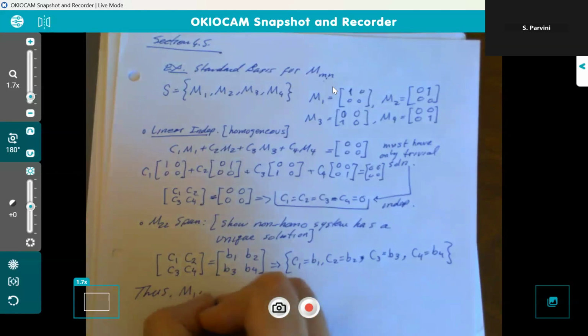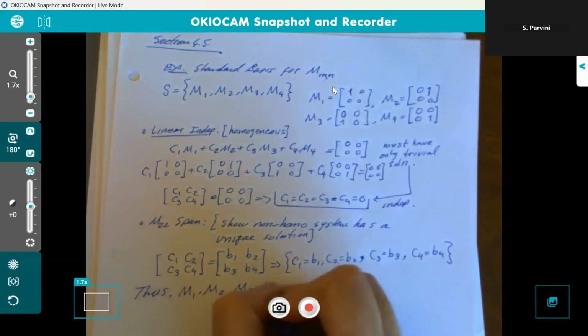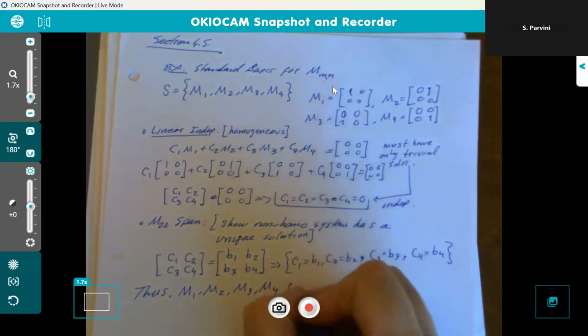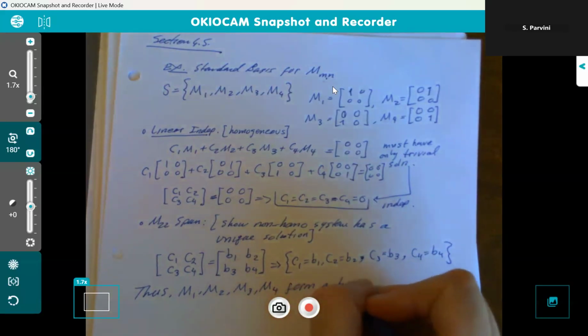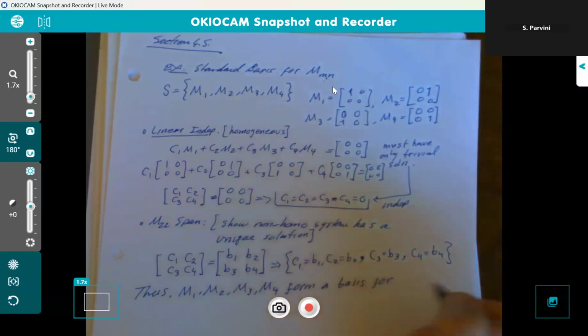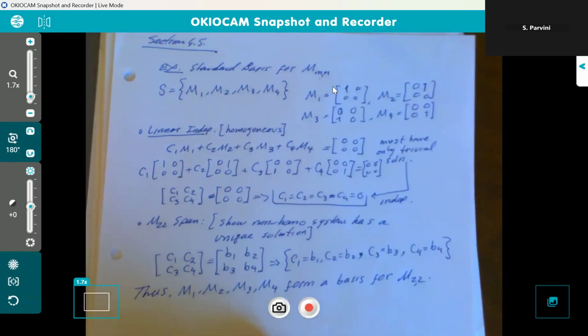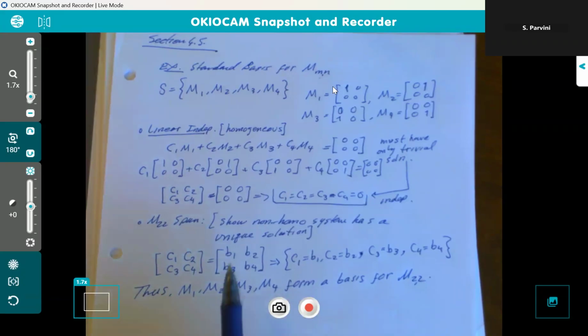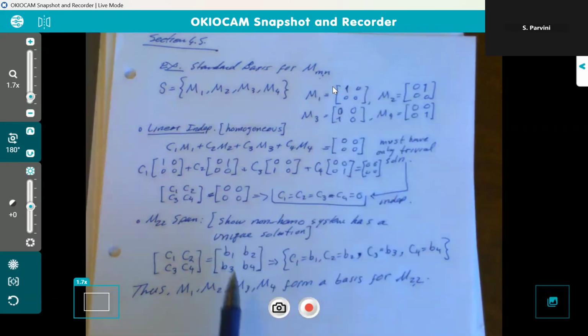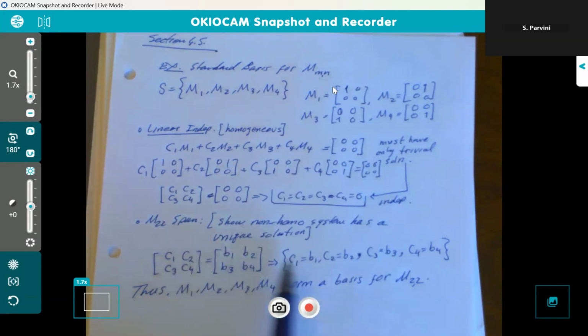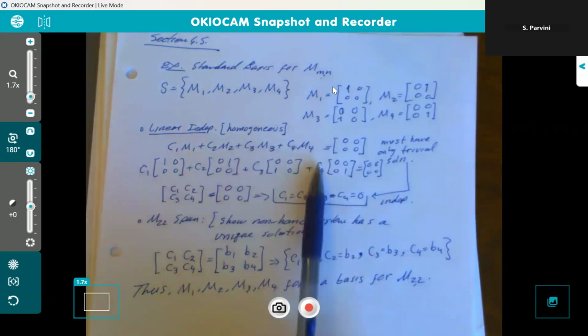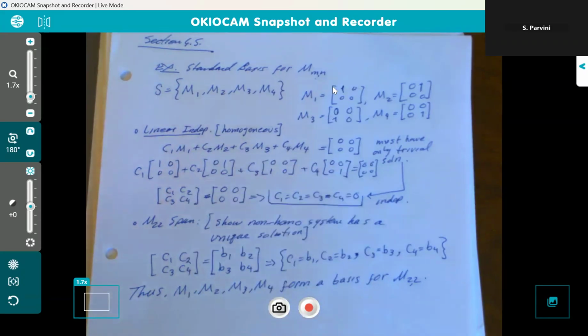Thus, M1, M2, M3, and M4, those four form a basis for all 2 by 2 matrices, M22. In other words, every 2 by 2 matrix that you make up will be some linear combination of these. See that? This side, the non-homogeneous, is the one you and I make. So I want this to be 2, 10, -4, 0. There you go. You let it be like that. It is possible to accomplish that. Okay, so pretty cool, huh?